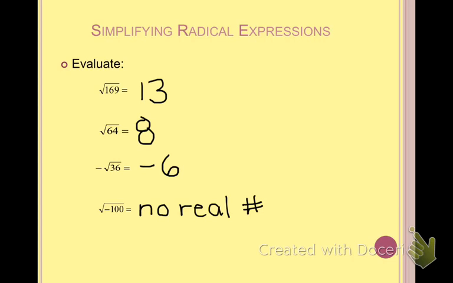So if you ever come into a situation where you're asked to find a solution for a negative number underneath a square root, so when your radicand is negative, the answer will always be no real number or no real solution.